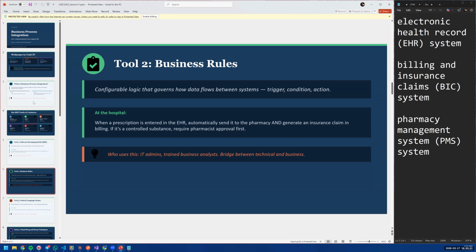If a prescription is written and sent over to the pharmacy management system, and you find that on the prescription there is a controlled substance, then instead of the pharmacy system just getting it and dispensing the drugs, you'd have to have a pharmacist approve the prescription before it is dispensed. So that's another event and action that considers some condition before the action actually takes place. That's an example of the kind of complexity that comes up when we're looking at business rules.